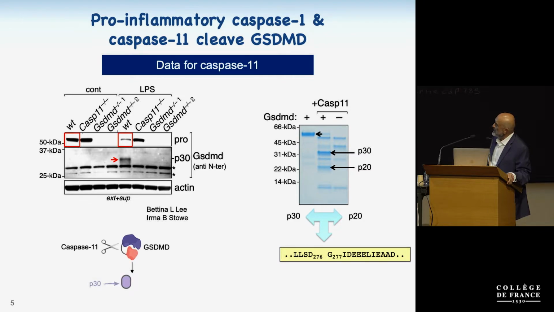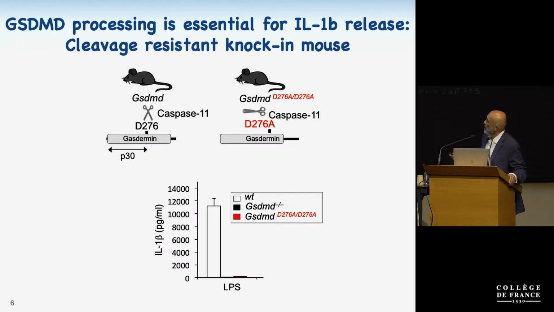So the summary of this slide is that pro-inflammatory caspases, such as caspase 11, can cleave Gasdermin D to give you two fragments, P30 and P20. Now you would say, big deal. Is cleavage important? Who cares? So in order to address that question, we made a knock-in mouse where aspartate 276 was converted to an alanine, so this Gasdermin could not be cleaved. It could not give you P30 and P20.